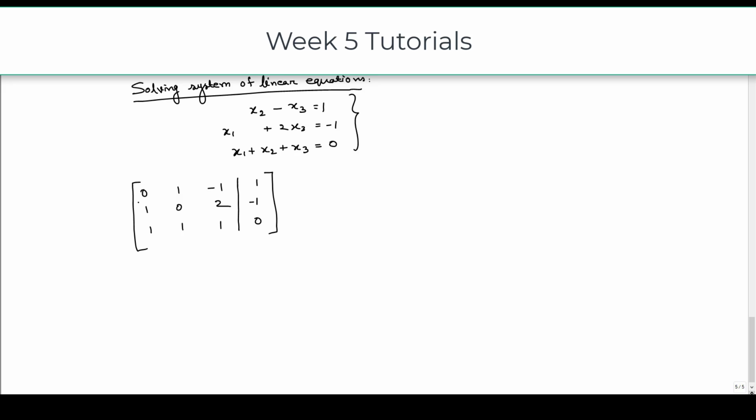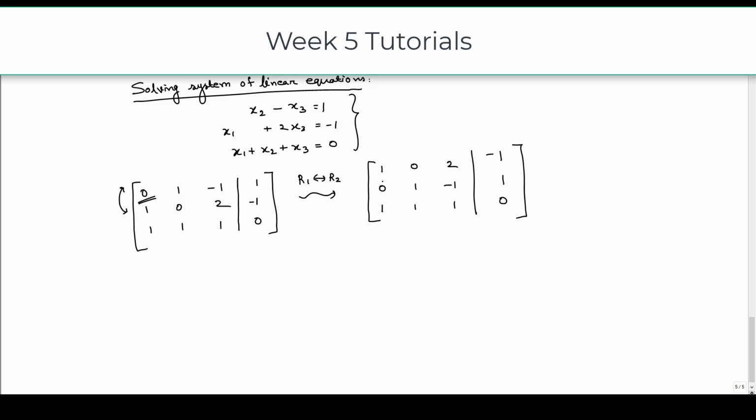So here you can see the element in the first row and first column is 0. So that cannot be our pivot element. So what we will do, we will interchange these two rows to make the first row begin with 1. We are interchanging row 1 and row 2. So we will get 1, 0, 2, minus 1, 0, 1, minus 1, 1, and the third row will remain the same. This is our new matrix which we get by row operation by interchanging the first and the second row.